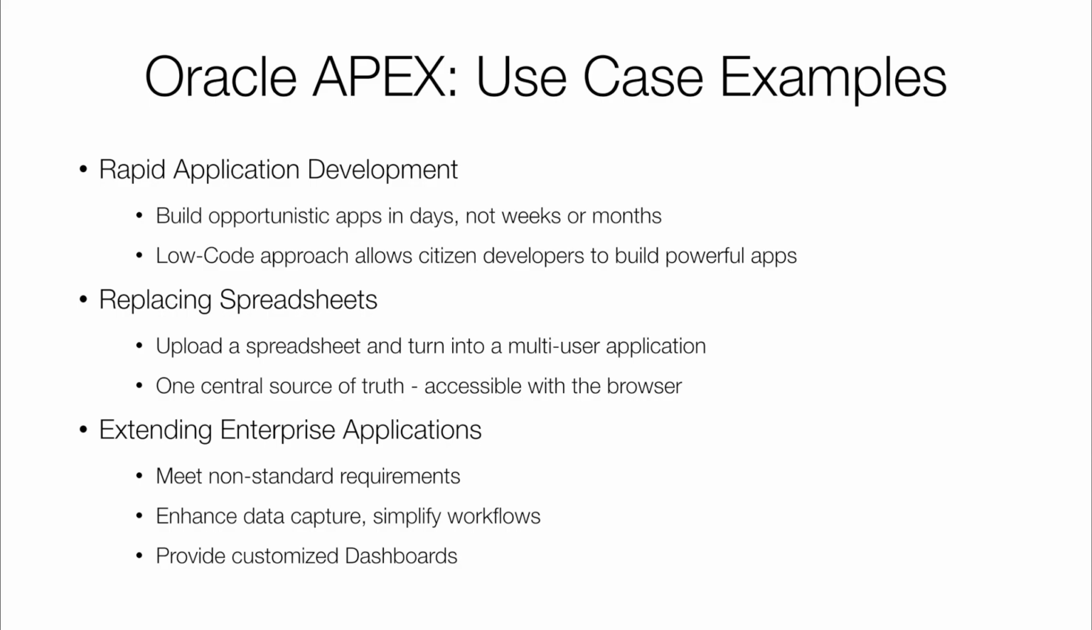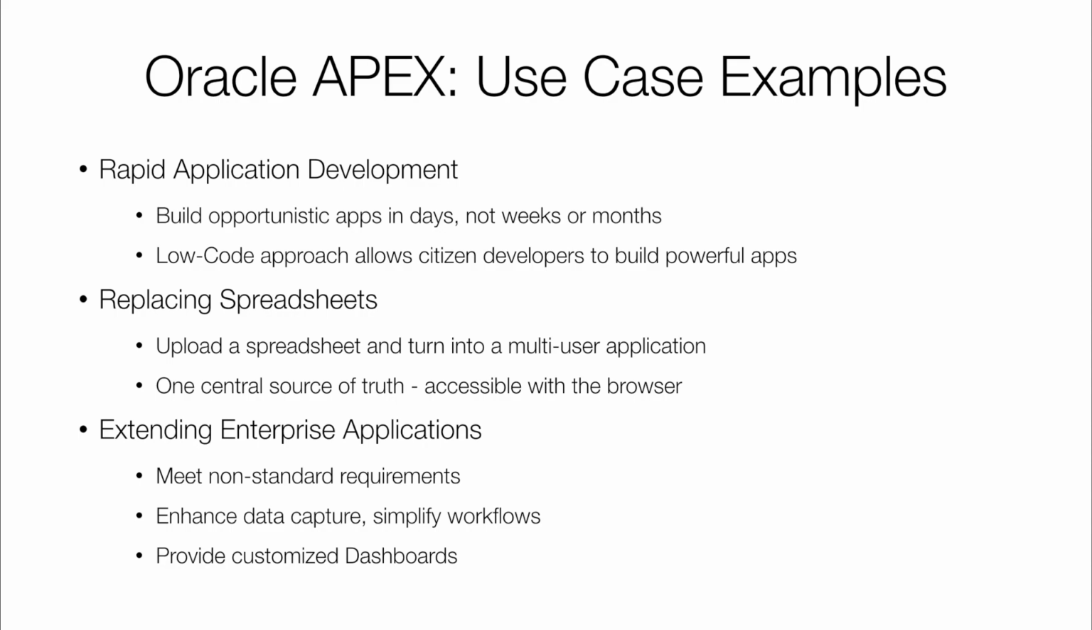Spreadsheets are used everywhere to collect data, to distribute data, and this is very easily turned into a multi-user application with Apex. And once the Apex application is there, the link to that application can be sent around and everybody can access that data just with their browser. There are no longer multiple copies of the same spreadsheet. There are no longer multiple sources of truth, where you wonder which is the right one. It's the central Apex application. Everybody knows where to go to get the latest set of data.